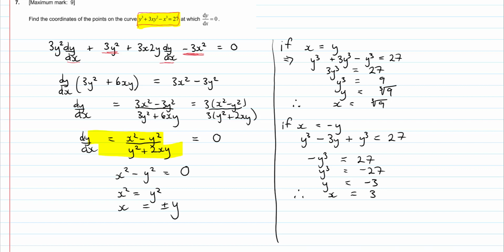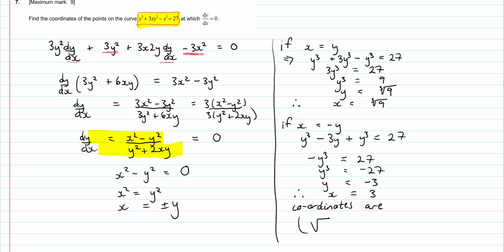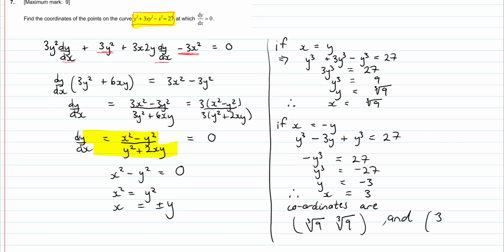Okay, and so there's our two sets of coordinates. Our coordinates are the cube root of 9 and the cube root of 9, and we've got x is equal to 3 and y is equal to negative 3. Okay, so we have now found the coordinates of the points on the curve of the equation at which dy by dx is equal to 0.